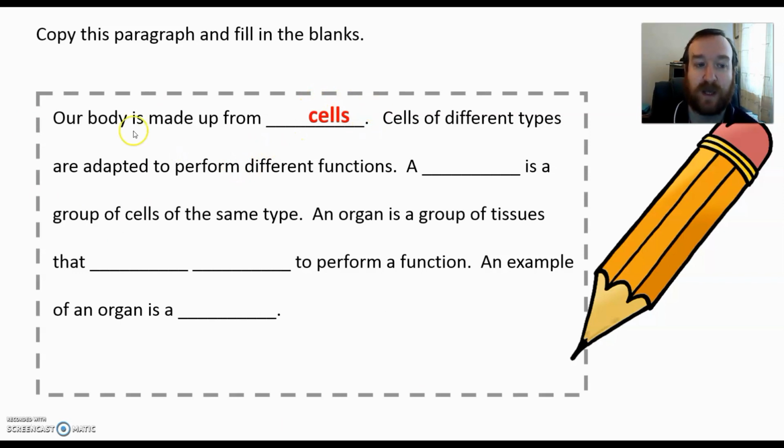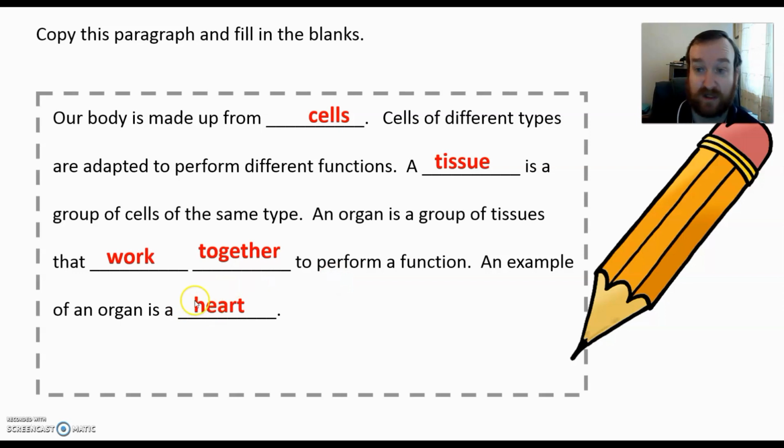So our body is made up from cells. Okay, our body is made up of cells. Cells of different types are adapted to perform different functions. A tissue is a group of cells of the same type. An organ is a group of tissues that work together to perform a function. An example of an organ is a heart.